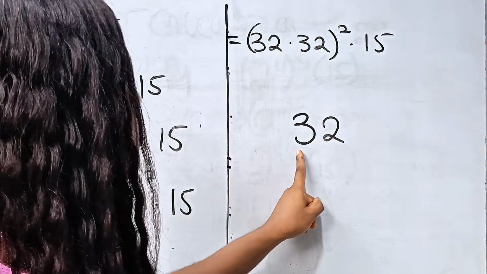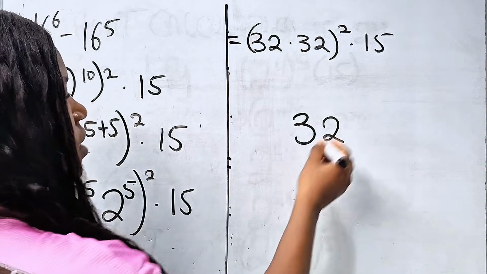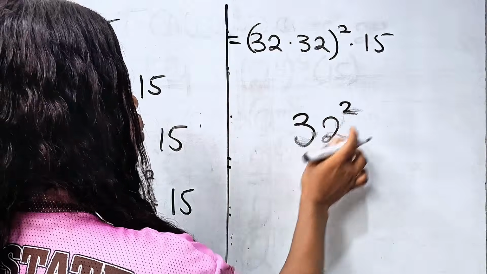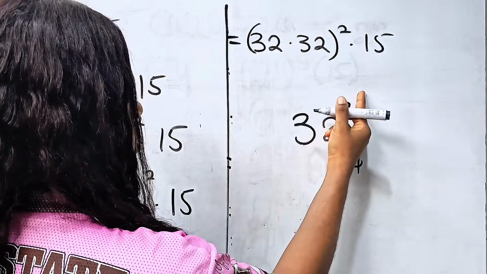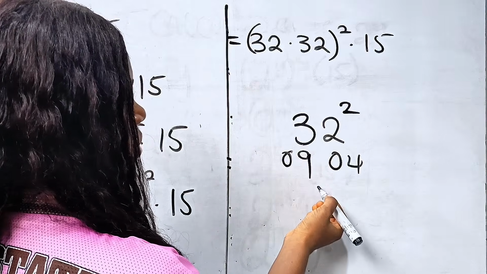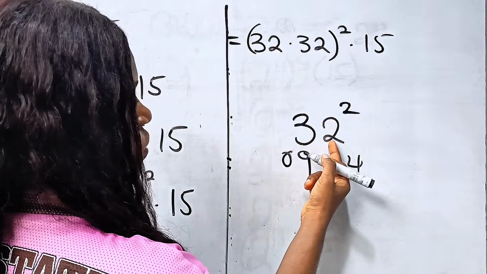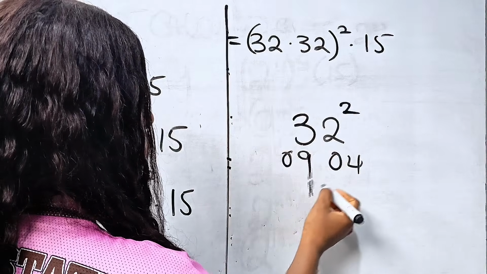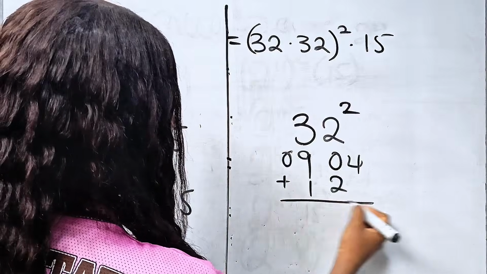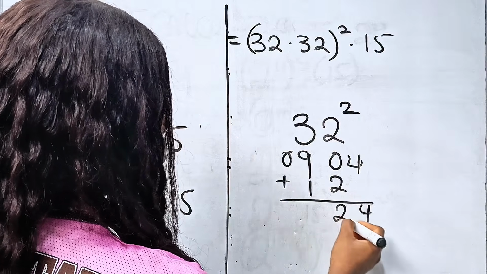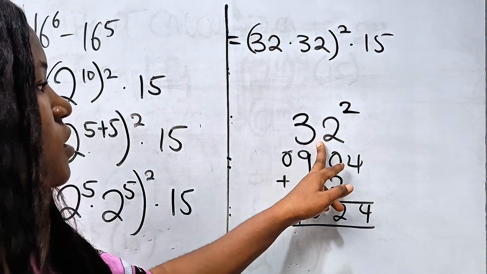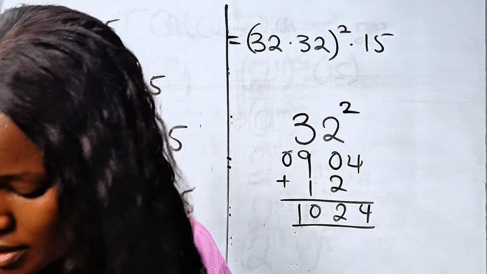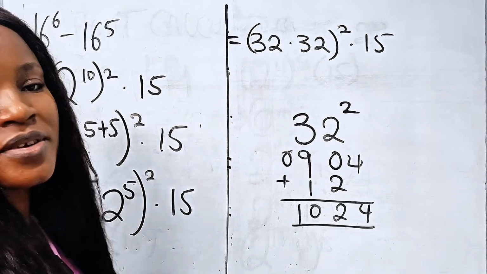Okay, now looking at this, we are squaring this. You say 2 squared is 4. Write it as a 2-digit number. 3 squared is 9. Write it as a 2-digit number as well. Now 3 times 2 is 6. 6 times 2 is 12. You write it here. You add. So you have 4, 2, 1, 0. So it means that 32 times 32 is 1024. You can press your calculator.